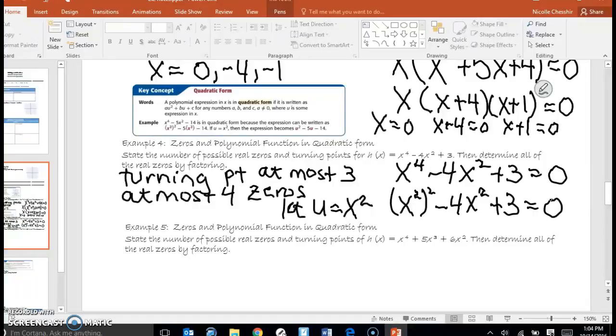Alright, so now, wherever there's an x squared, what letter are we going to put in? U. So in for x squared, we're going to put u, and then remember that's squared, so now we have u squared minus 4u plus 3 equals 0. Are we okay so far?